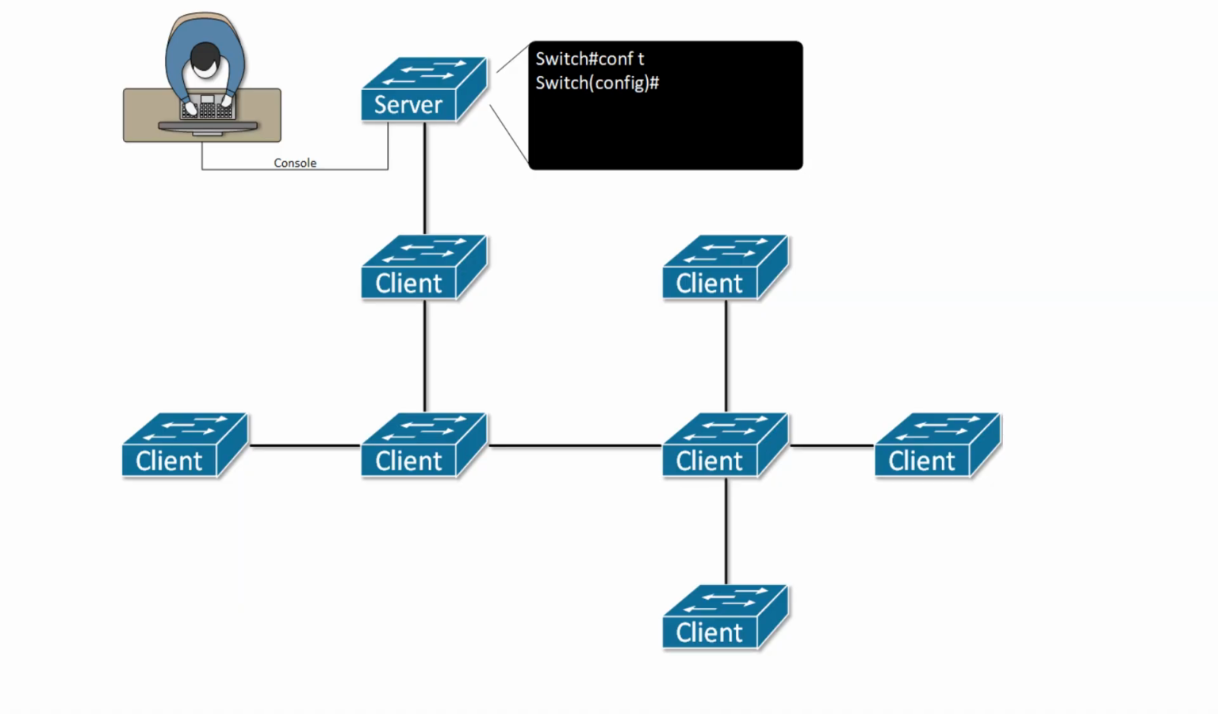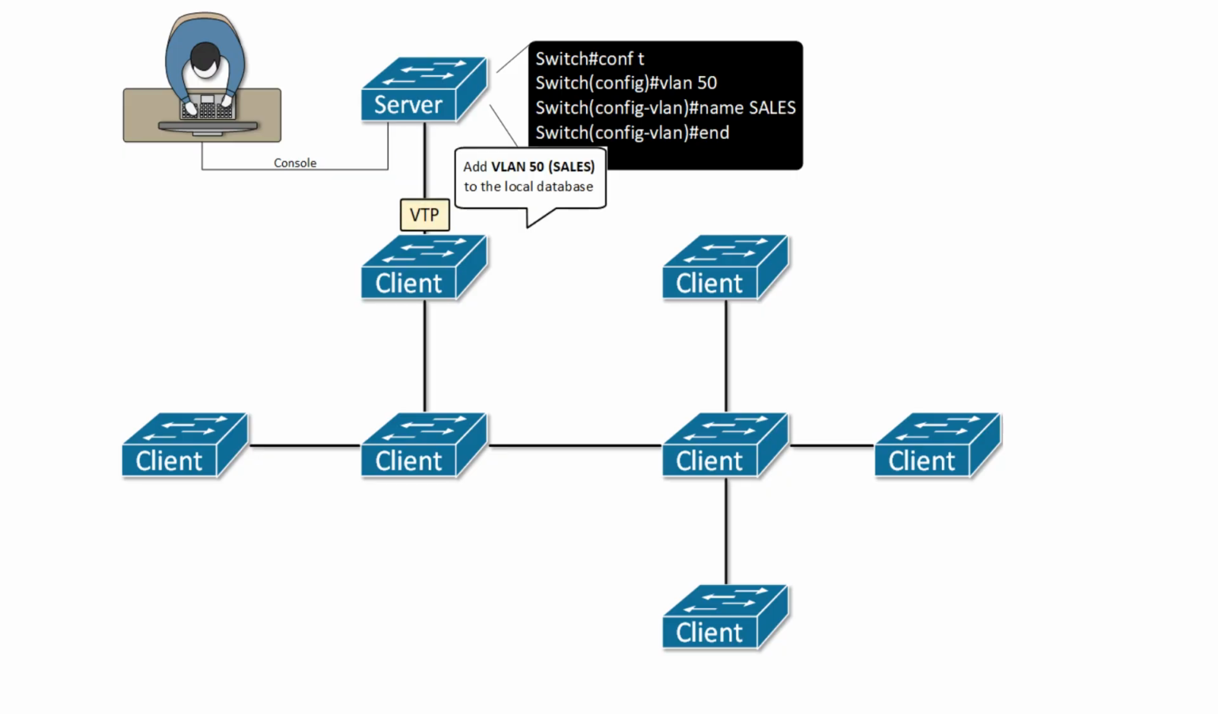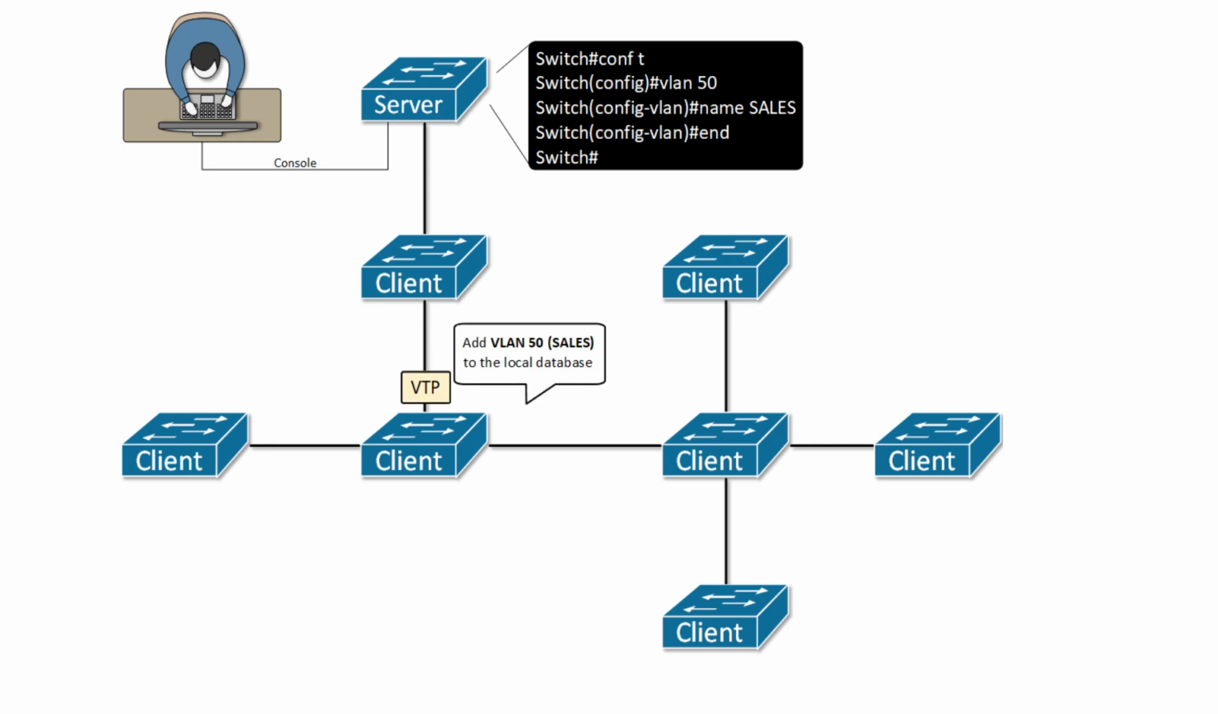Someone has to log on to every single device and execute the commands. This is a slow and trivial process prone to human error. The VLAN Trunking Protocol, VTP, has been introduced to solve this scaling problem.